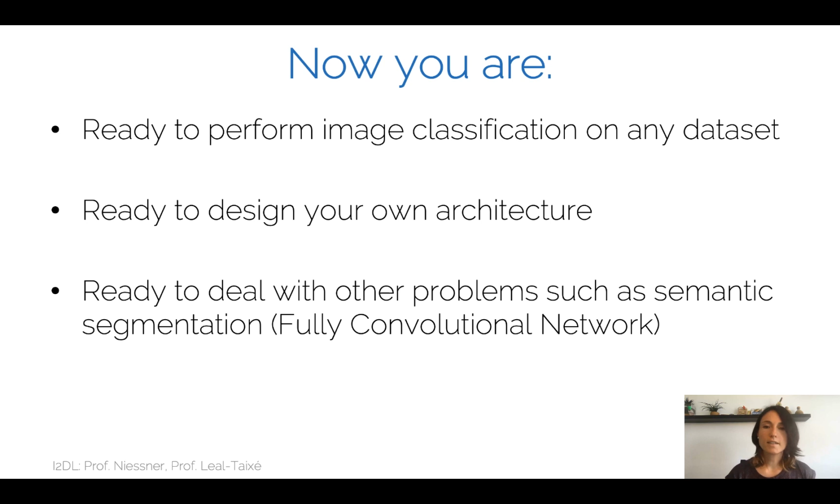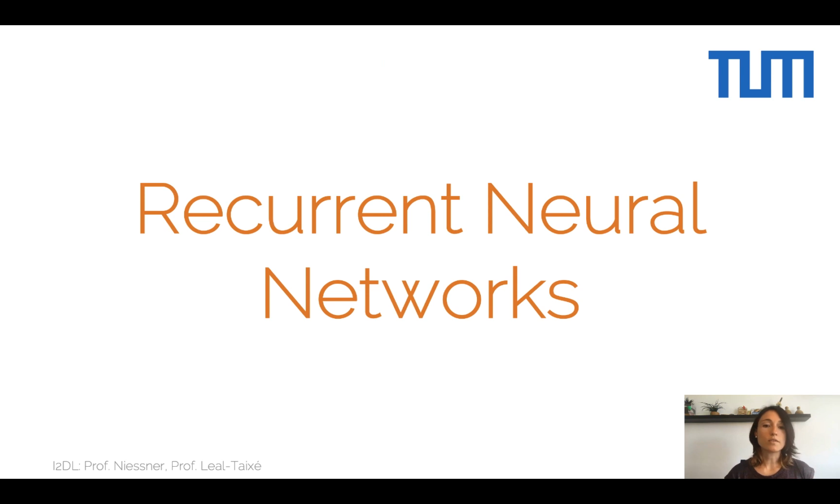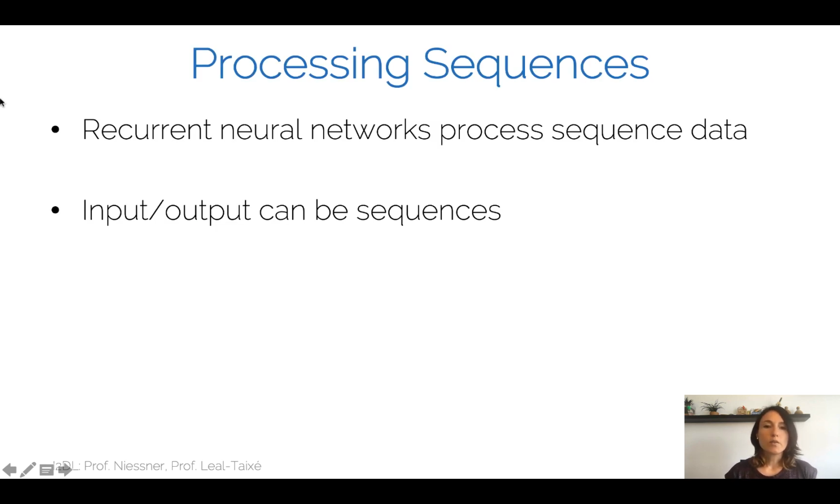For example, semantic segmentation. You're ready to design a fully convolutional network and use a pre-trained network for image classification, convert it into a fully convolutional network, and train it, for example, for semantic segmentation. But there is one thing that we haven't discussed, and that is how to process sequences. And this is why we will cover recurrent neural networks in the remainder of the lecture. So in processing sequences, we use recurrent neural networks because we have a sequence as an input or a sequence as an output or both.